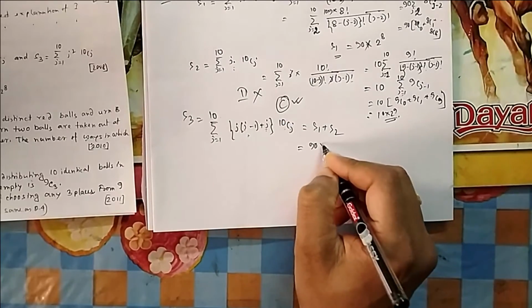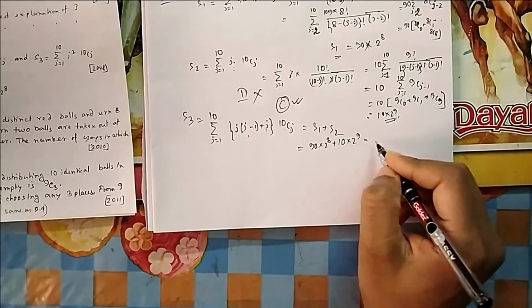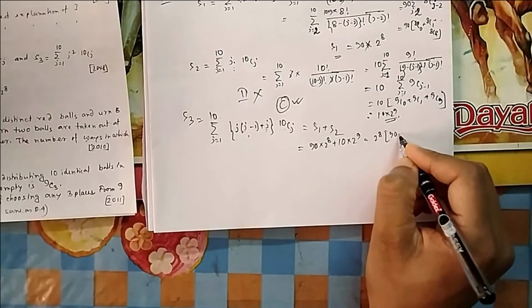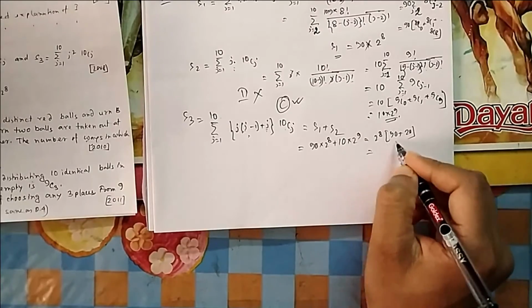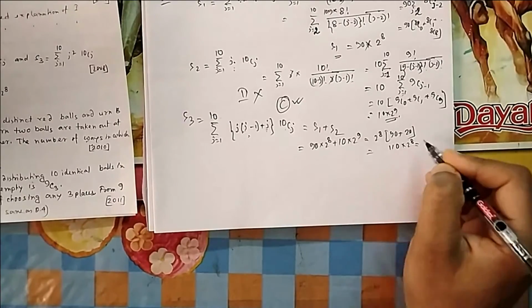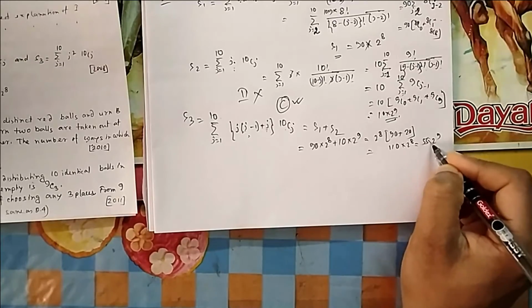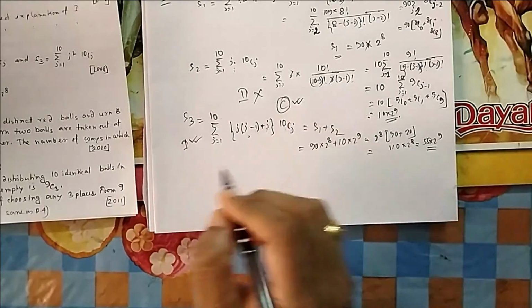So 90 into 2 to the power 8 plus 10 into 2 to the power 9. So you can take 2 to the power 8 common, then it will be 90 plus 20, 110 into 2 to the power 8. From 110, if you take 2 common, it is 55 into 2 to the power 9. So that means statement 1 is correct. So that's why it was option C.